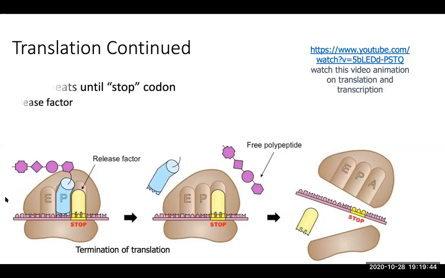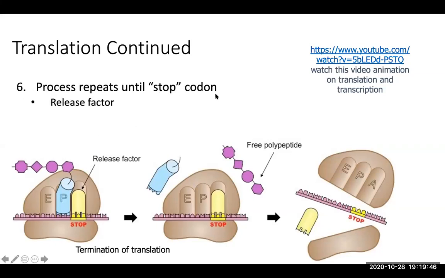So the process repeats until you reach a stop codon, and that's going to cause a release factor to go into the ribosome. So at the stop codon here, the special stop factor goes in. Notice it will not have any amino acid attached to it. And that is going to jam up this whole complex. Everything will then be ejected and released and fall apart.